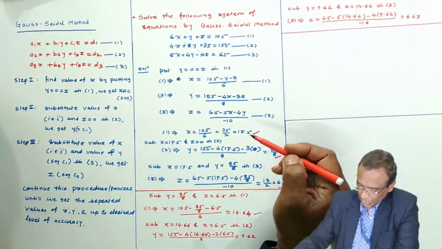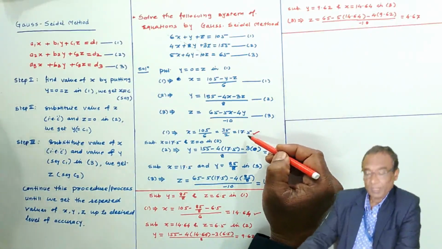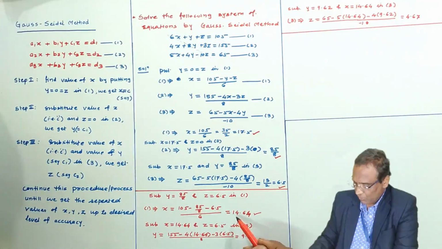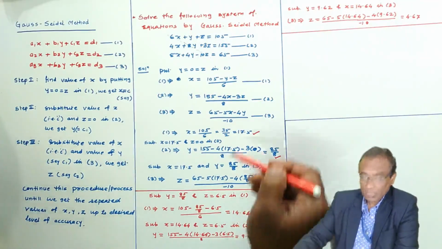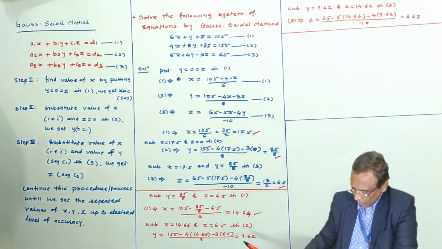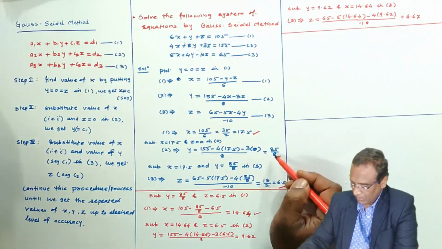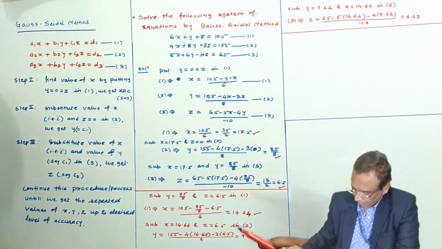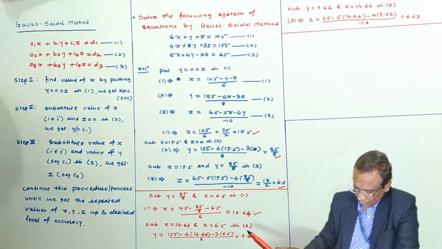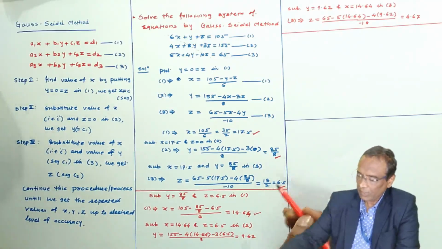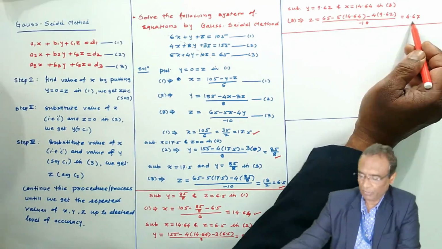The first value of x was 17.5. In the next iteration, value of this is 14.64. There is a significant difference between these two. Value of y is 9.62 and here a little bit of difference is there. Value of z is what? 6.5, and here we have the significant difference.